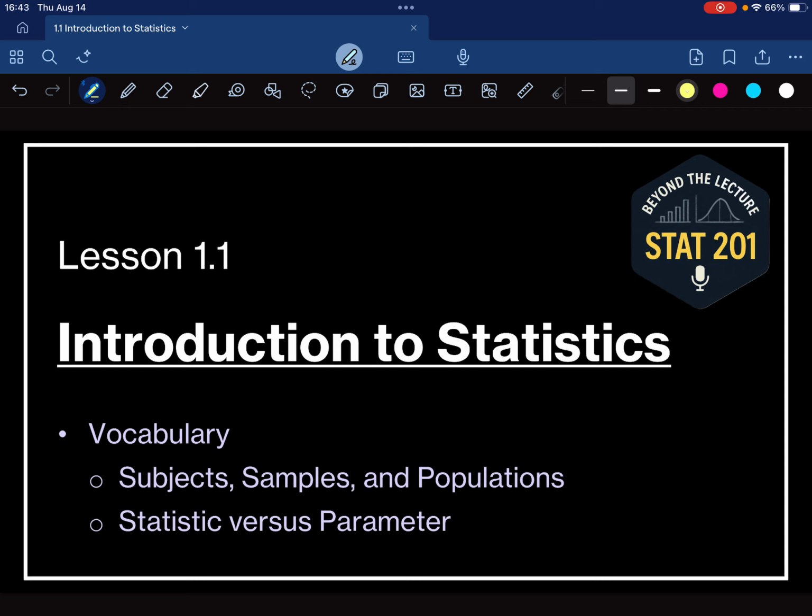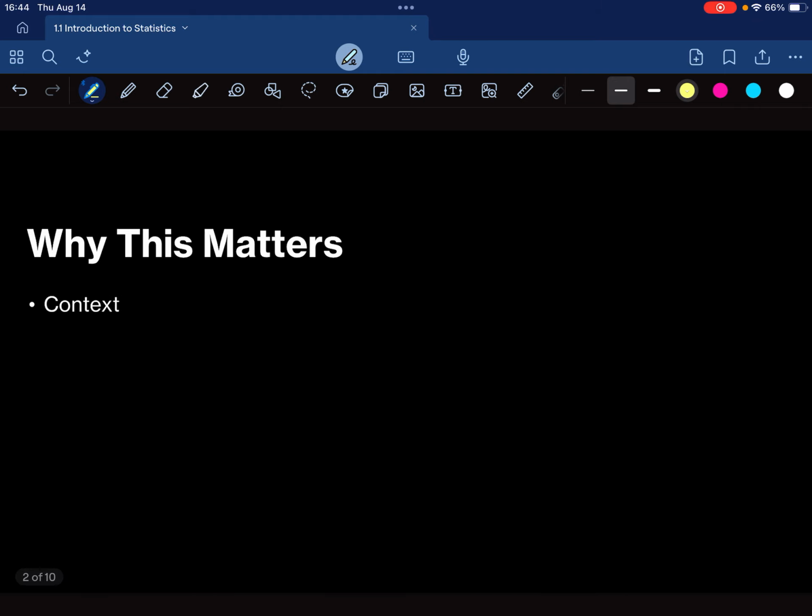Hopefully by the end of this video, you will be able to read a problem and identify the subjects, the sample, and the population, as well as to describe a summary value as either a statistic or a parameter. The question is, why does this matter? Well, it's all about providing us with context.